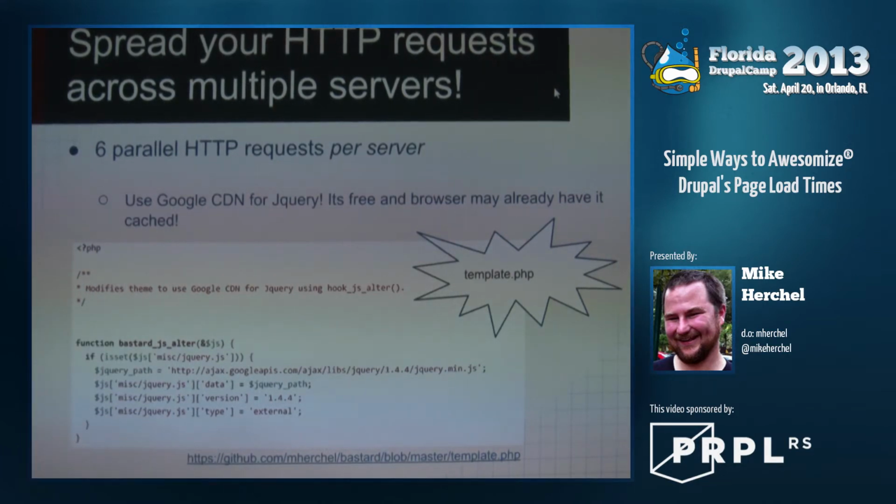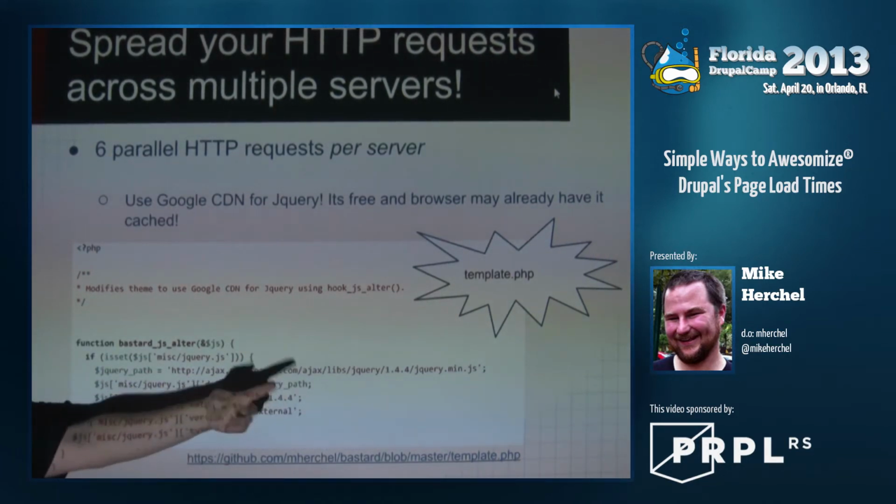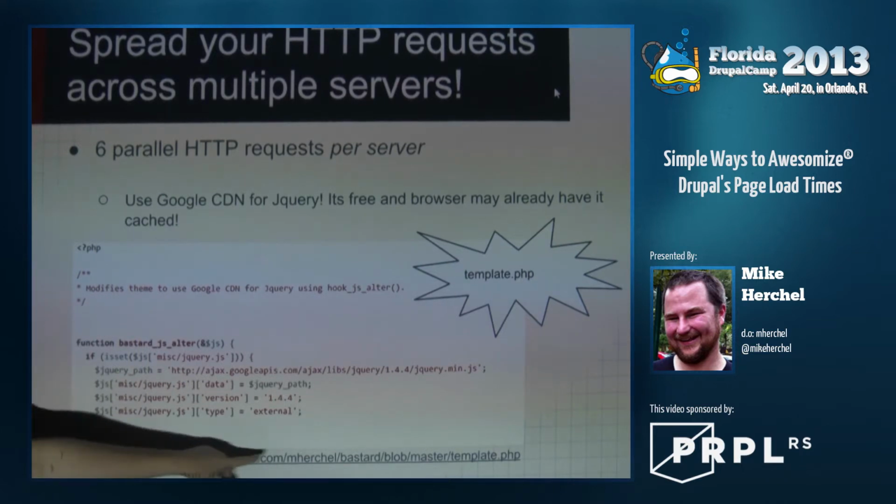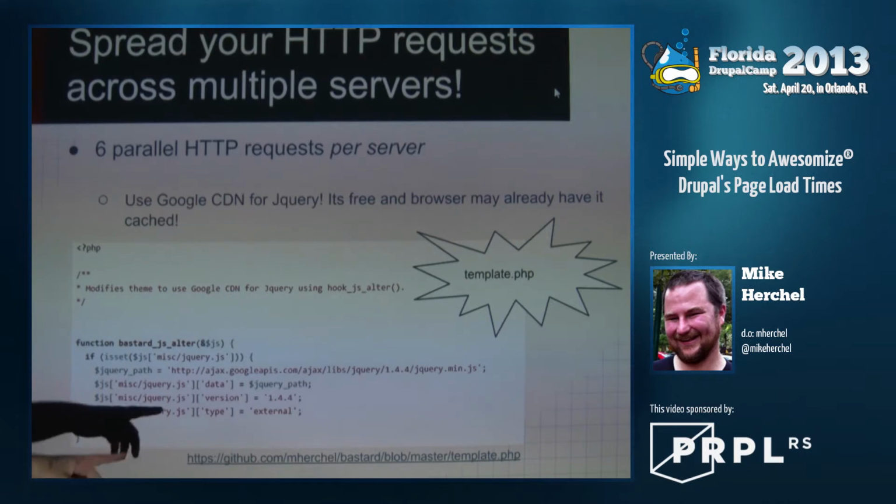You can load jQuery from the Google CDN. What module is that? This is just in the template. Oh yeah, bastard. I have this really crappy, not a base thing, but kind of a starter thing app on GitHub, and you can see it right here. I call it bastard because it's a lonely bastard.